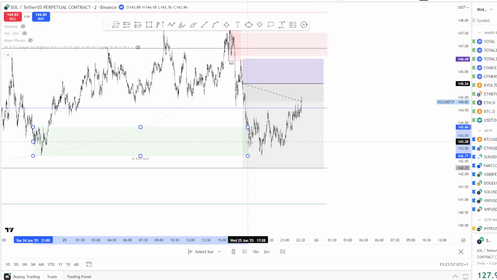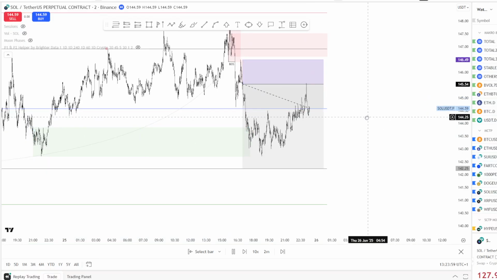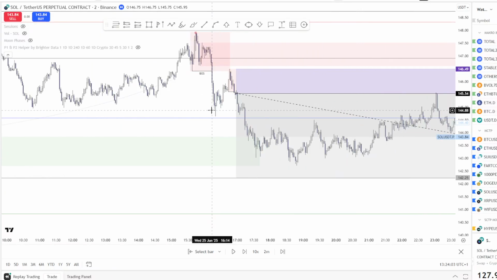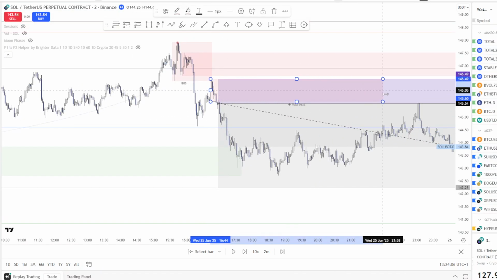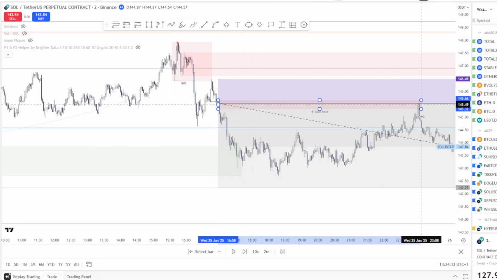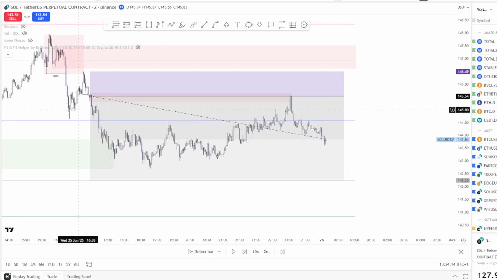It really took its time to go down. It even went up. What did the price do here? Well, it front ran that, but we have a little order block here, which we mitigate.